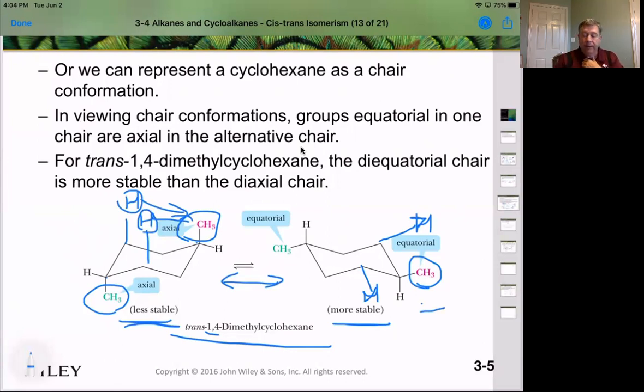Notice, if we had these methyl groups in a different location on the ring, we would have to reevaluate. You want the largest, bulkiest group in the most equatorial position possible. In this particular configuration, both of those methyl groups are in that equatorial, meaning that this, where both of the methyl groups are in the equatorial position, is the most stable configuration.